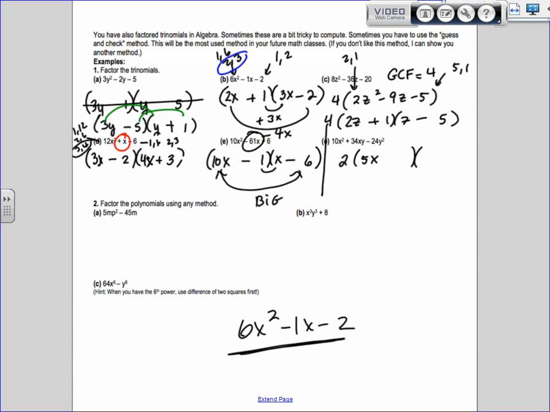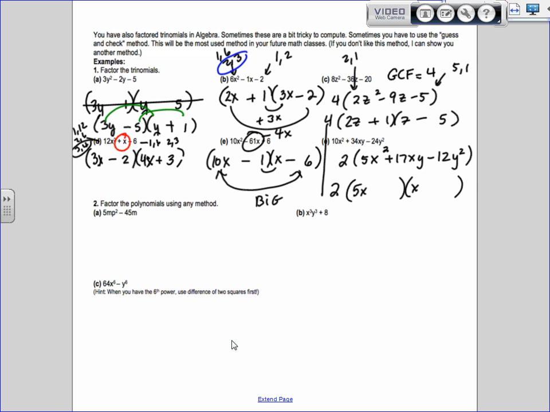Okay, so I have 5x. Oh, sorry. Let me pull out the 2 first. So I have 5x squared plus 17xy minus 12y squared. So this is one, and you have a couple like this on your homework, where you're going to need x's and y's. So if you want 5x squared, we're going to do 5x and x. And if I want 12y squared, I could do 1y and 12y, or I could do 2 and 6, or 3 and 4. Let's try the 3 and 4.